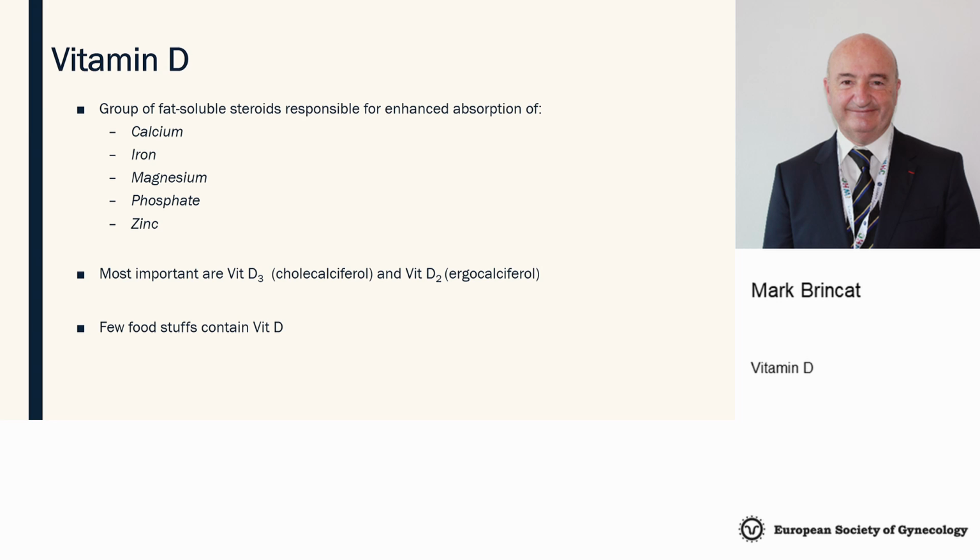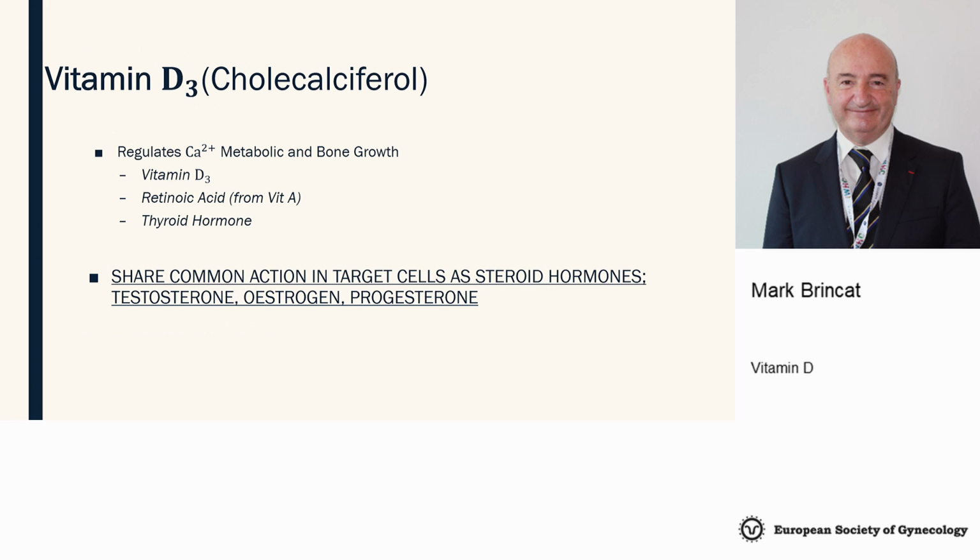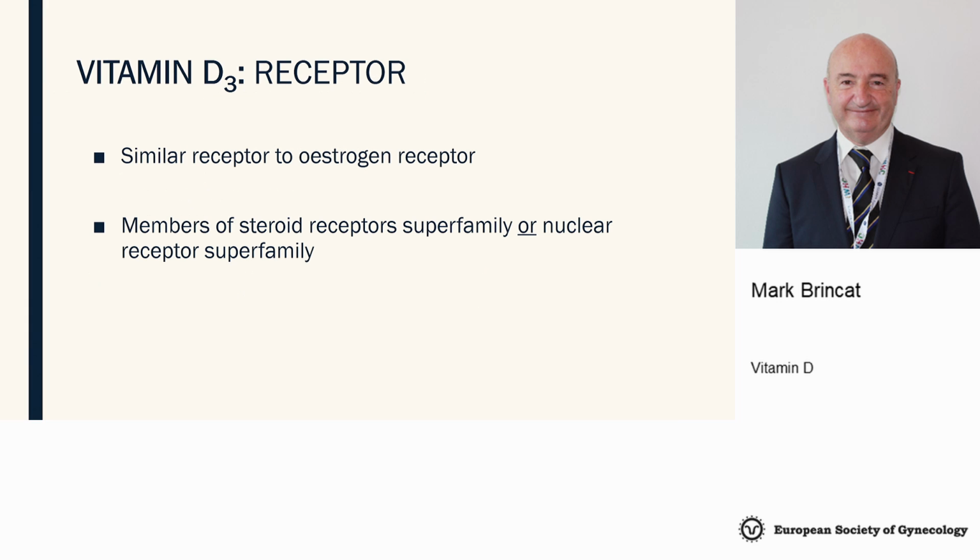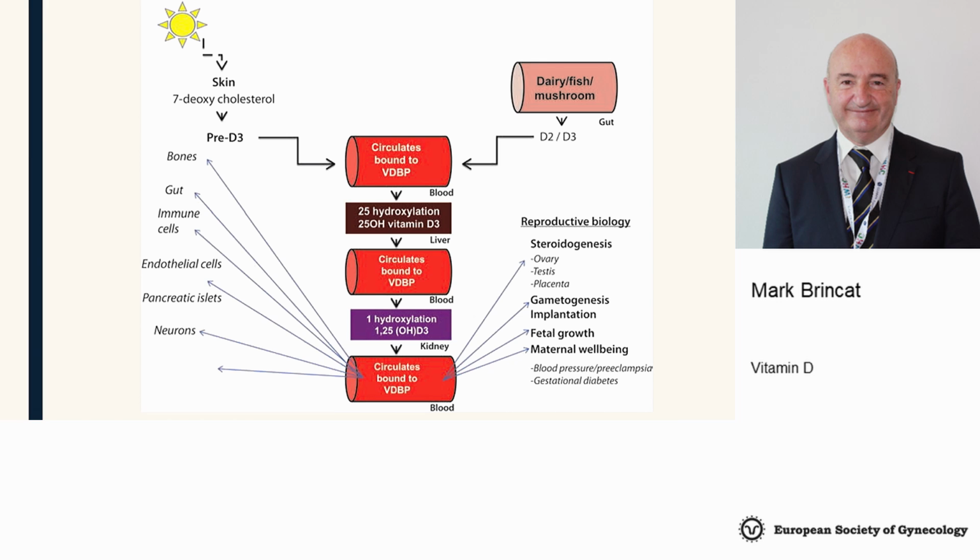Let's just quickly go to what vitamin D is. There's a number of vitamin Ds. Mostly it comes in vitamin D3 or vitamin D2. It's a fat-soluble steroid. Very few foods contain it. It's got a receptor. It is produced almost entirely from cholesterol, as you can see.